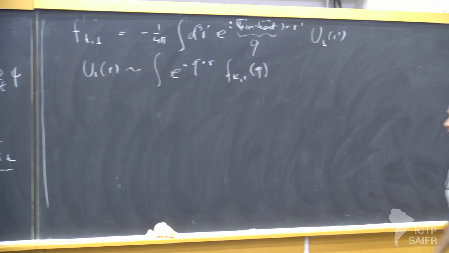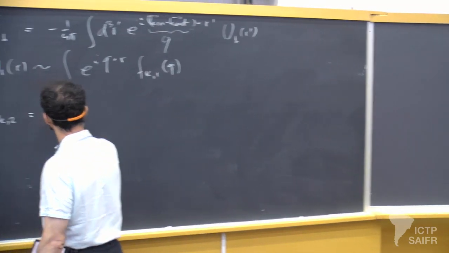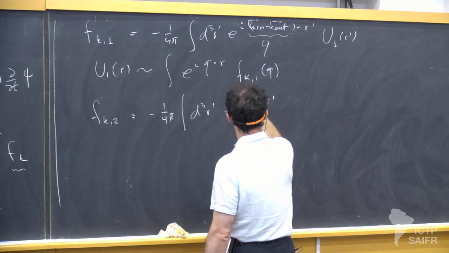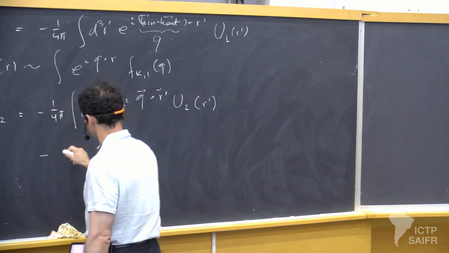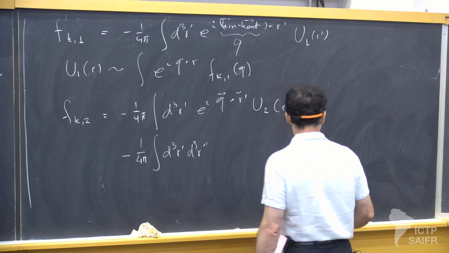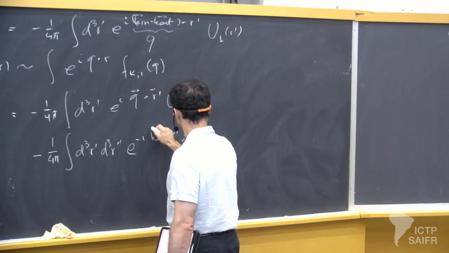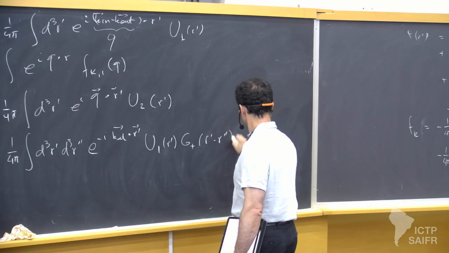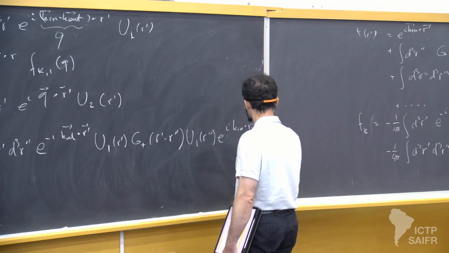All right. Now, what about the next order? At the next order, there are two pieces that come in. One is very much like this. So this is U2 of R prime. But then there is an extra piece that comes from the second term. And this one does not obviously depend only on Q. It depends on k_in and k_out dot R prime. So this is U1 of R prime, G plus, U1 again of R double prime, e to the i k_in dot R double prime.